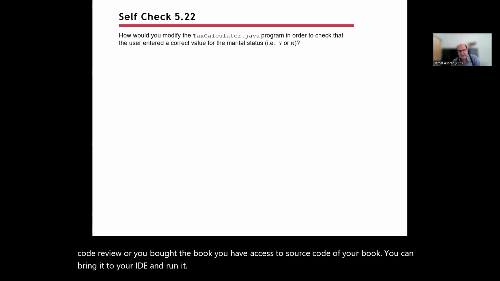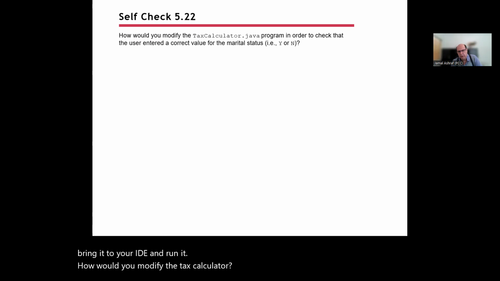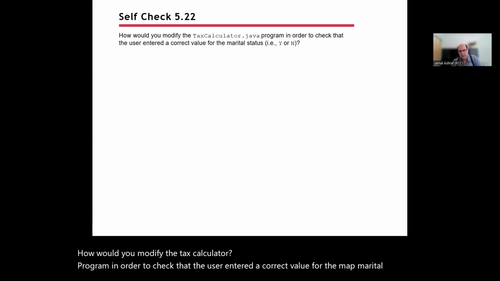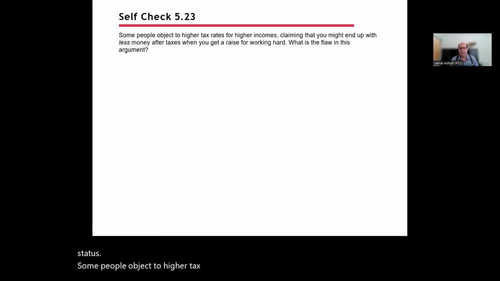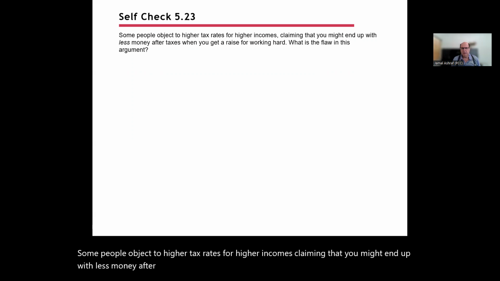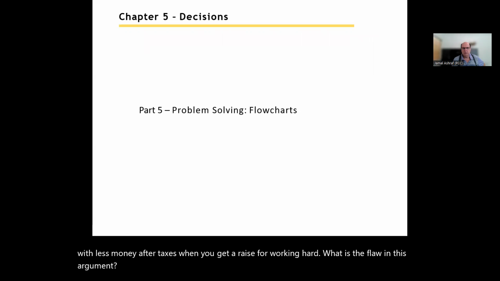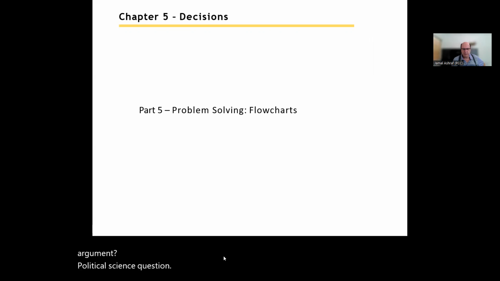How would you modify the tax calculator program in order to check that the user entered a correct value for the marital status? Some people object to higher tax rates for higher incomes, claiming that you might end up with less money after taxes when you get a raise for working hard. What is the flaw in this argument? Political science question. Okay, that's going to end our part 4.